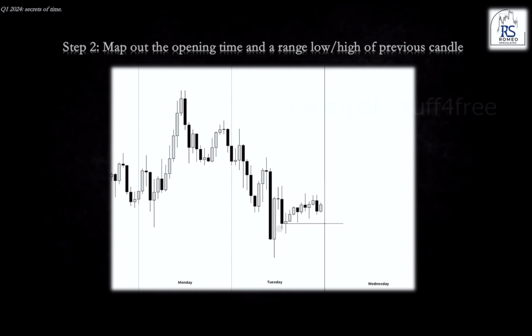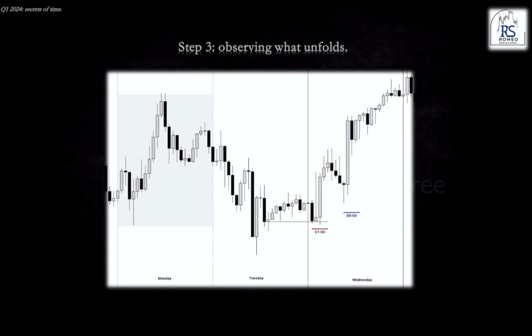Therefore, we mark the rejection block, and of course, the 1 o'clock candle produces the low, and the 9 o'clock candle produces the OTE.